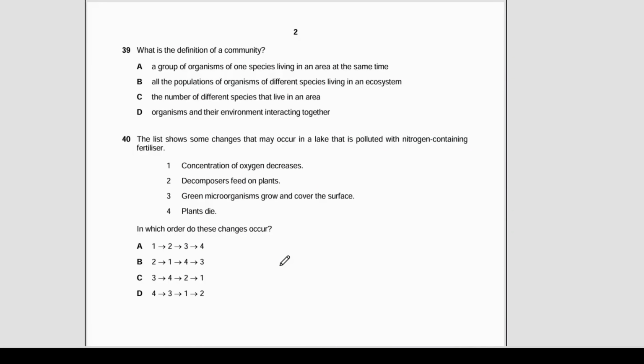What is the definition of community? No. Different species is the population. This one is population. That is ecosystem. This one is community, where different populations are there. The number of different species that live in an area, that is also population. Organism and their environment is ecosystem. So B is the answer.